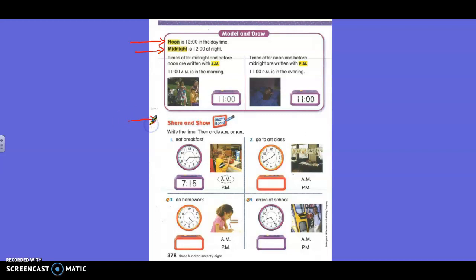We'll do a few one together first. You're going to write the time, then circle AM or PM to decide when you do this. Okay? So they wrote the time for you on number 1. The hour hand's pointing to the 7. Minute hand's pointing to the 15. And look at that picture. What is that kid doing? Eating breakfast. And if you're not 100% sure, you can look at the words. Just eat breakfast. Do we eat breakfast in the AM or in the PM? In the AM. Okay, so they circled AM. Okay?